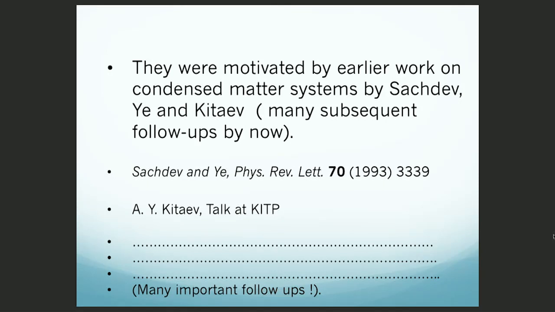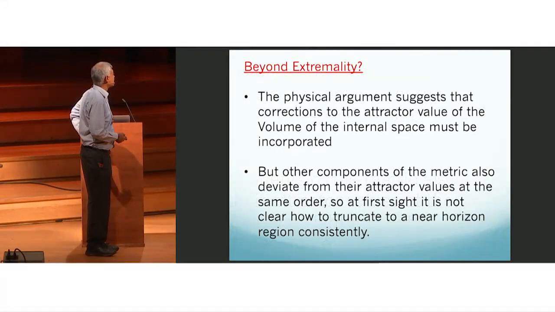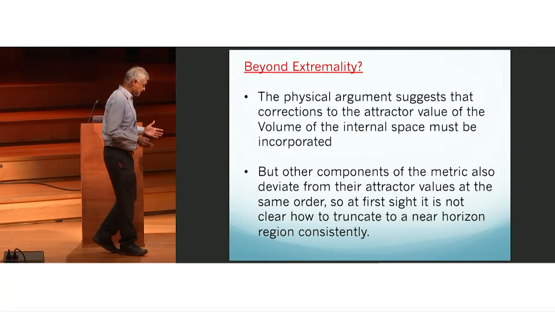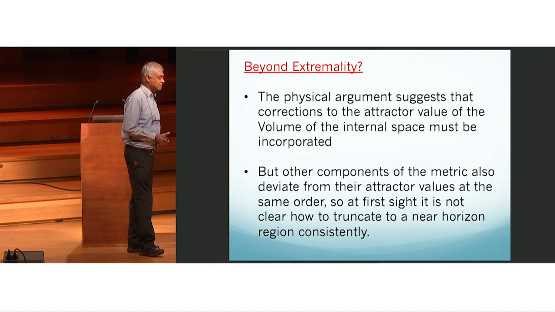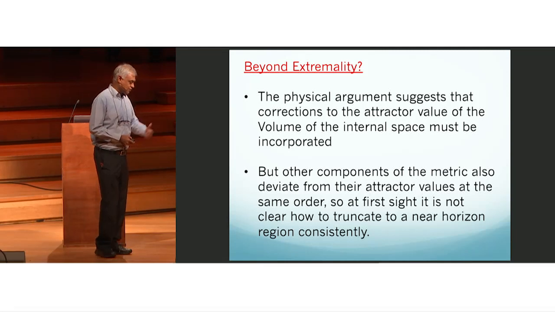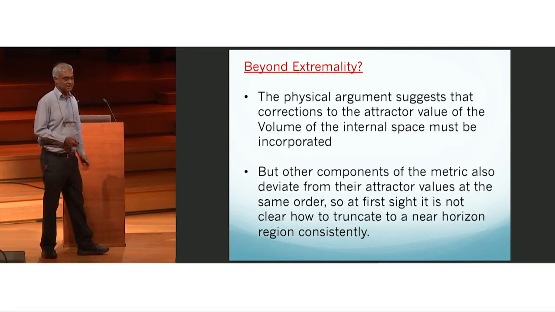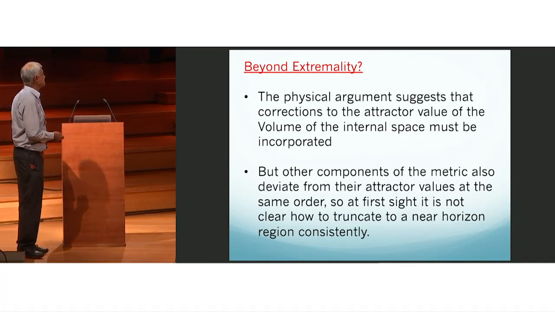They were, of course, motivated by a study of the SYK model and so on, and there's been a lot of work on that. Now, the physical argument I was giving you for why the back reaction blows up also suggests that we need to include deviations of the internal volume from the attractor value. But what happens in the higher dimensional context is that many other components of the metric also deviate from their attractor values at the same order. And in fact, the internal volume's variation away from the attractor sources these other deviations as well. So it's not clear how to control the resulting dynamics in the system.